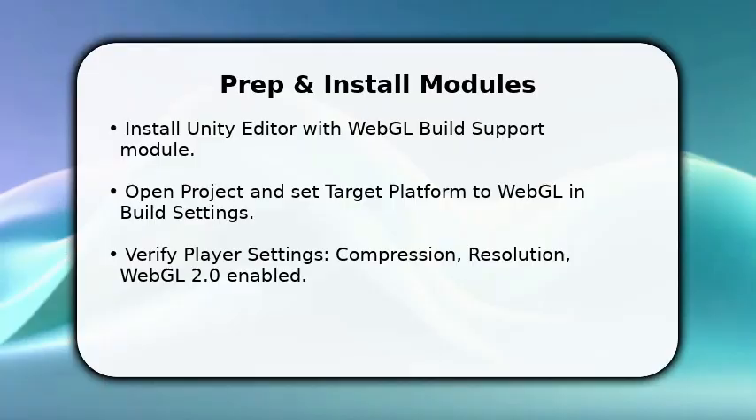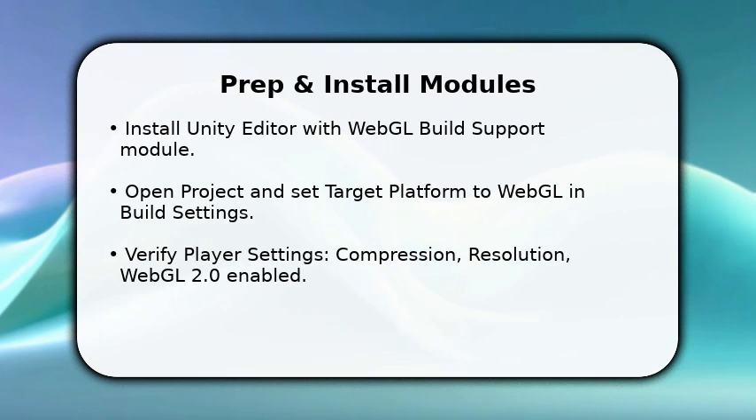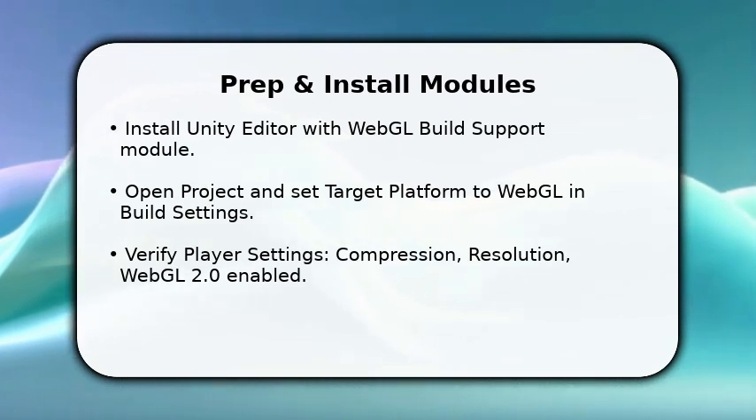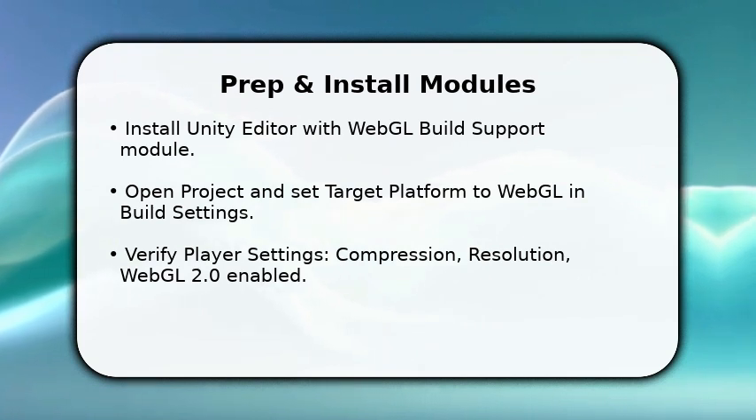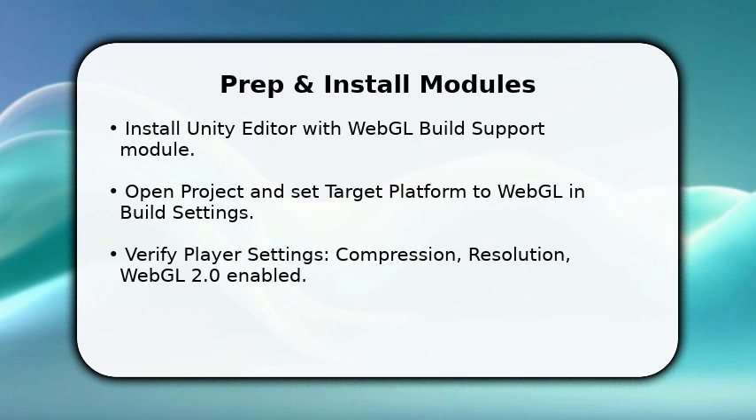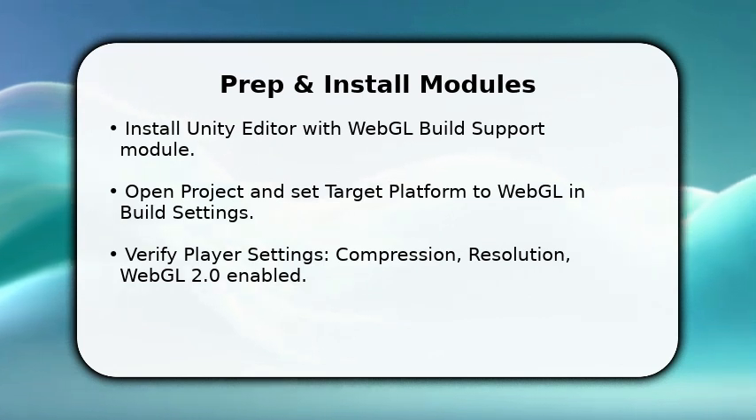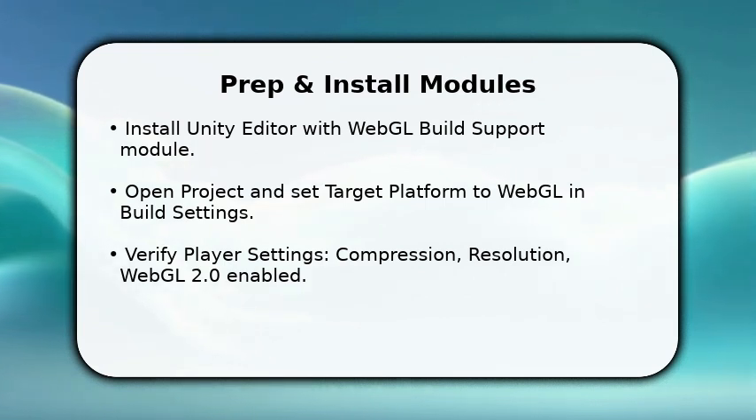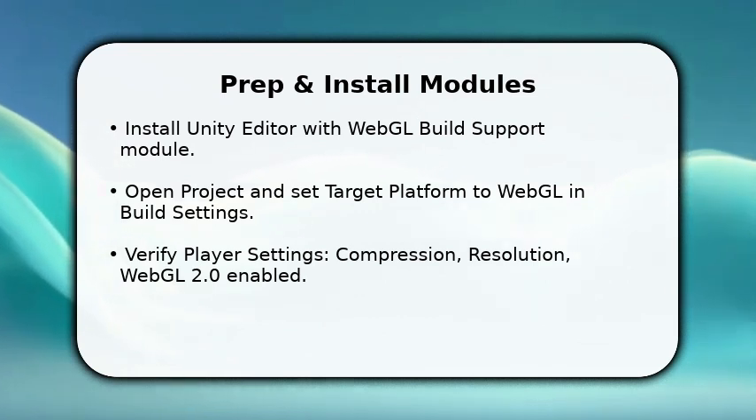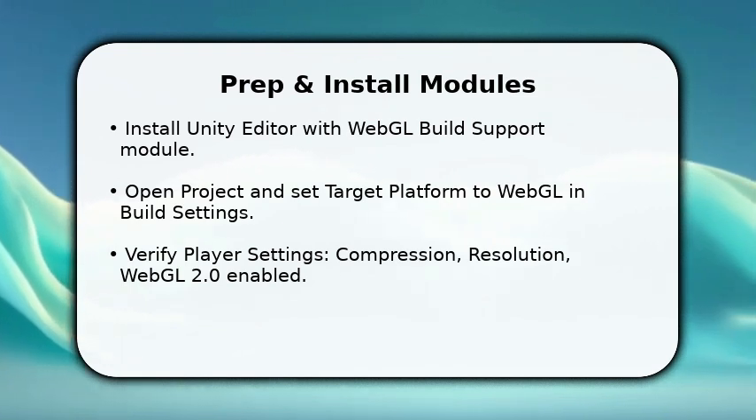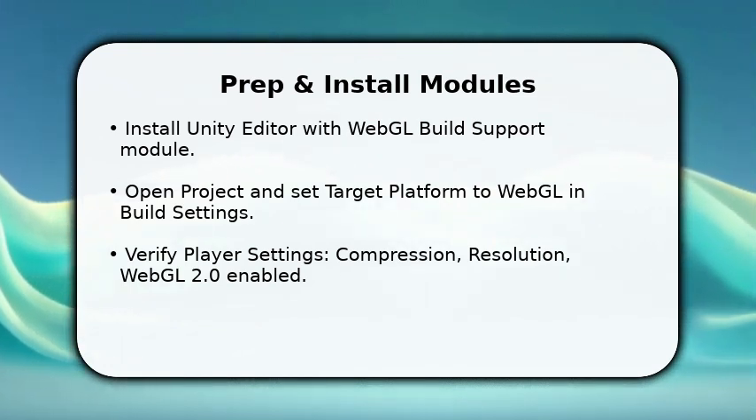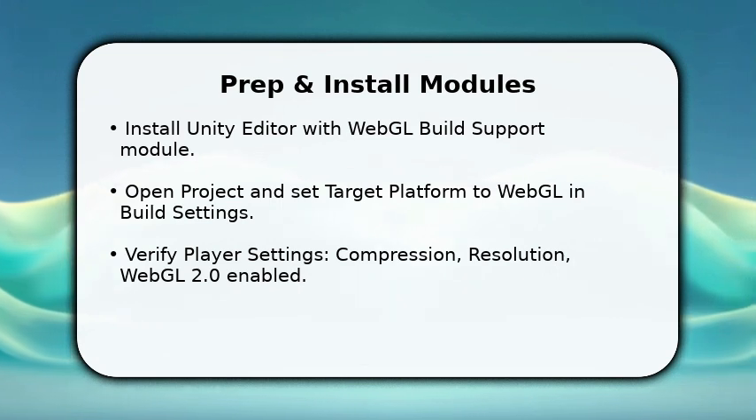Please enjoy the video. You start by ensuring the Unity editor has the WebGL build support module installed. This saves time later. Once done, open your project and immediately go to File, Build Settings and switch the target platform to WebGL so assets re-import correctly. Make sure player settings are configured. Enable WebGL 2.0. Pick appropriate compression and default resolution. These steps prepare the pipeline and prevent common build failures by aligning engine and platform settings before you build.